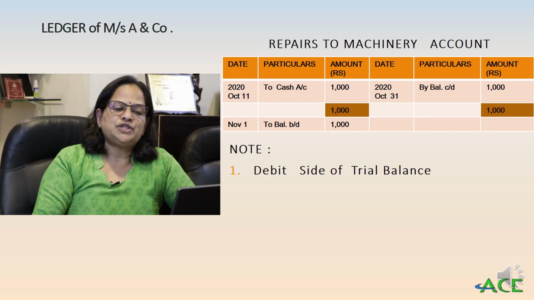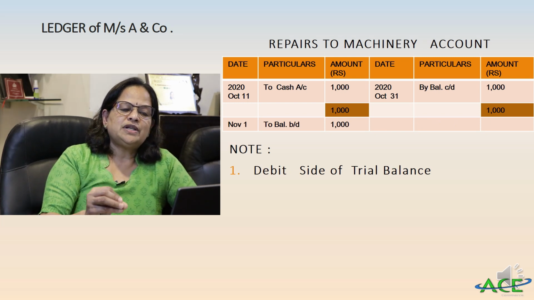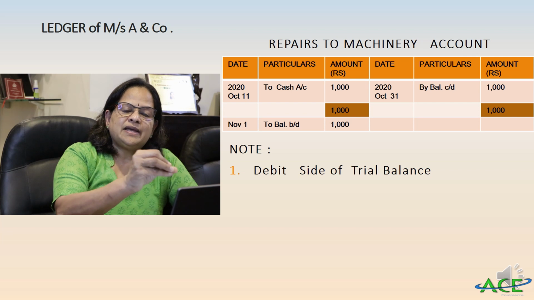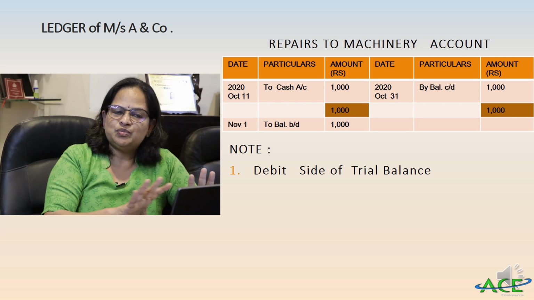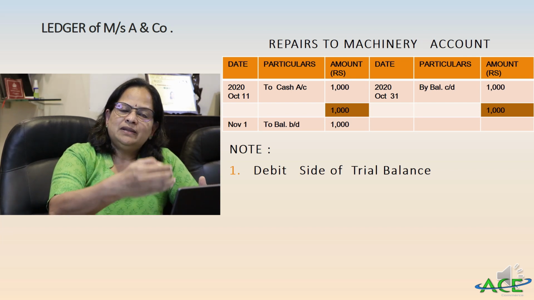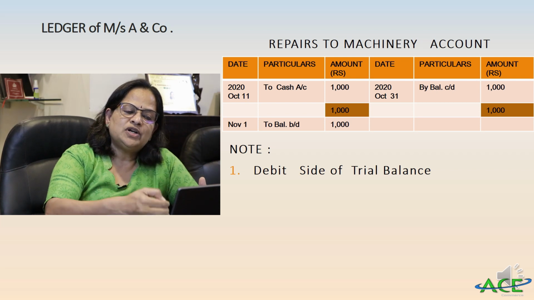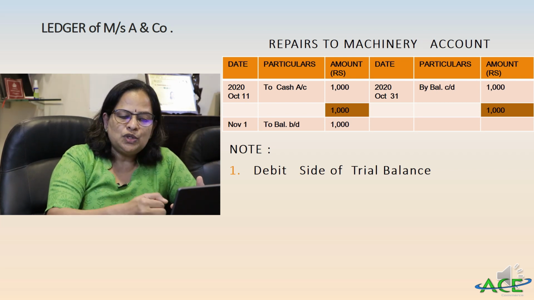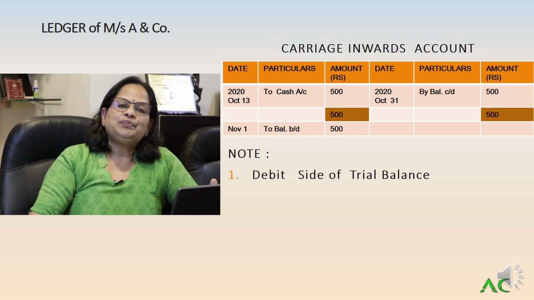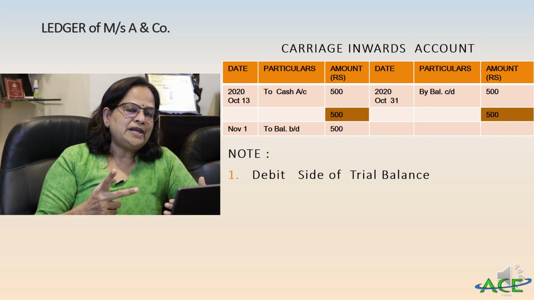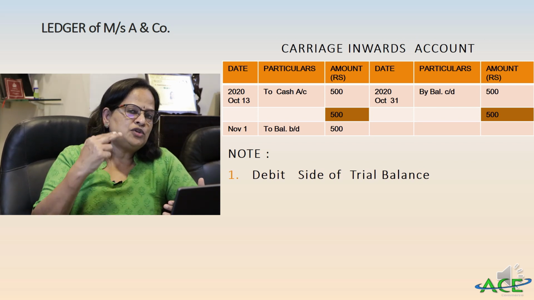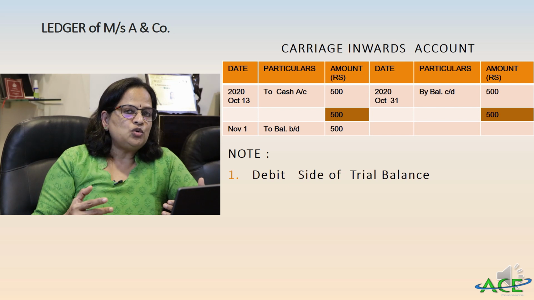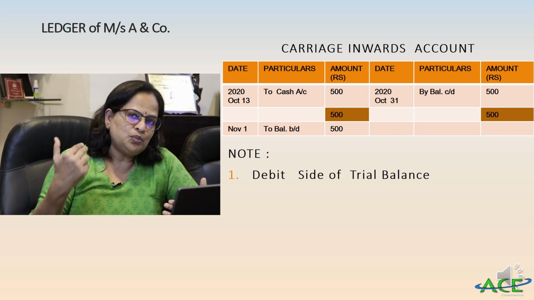Next is repairs to machinery account. So repairs to machinery account, in the debit side, cash account 1000. There is no corresponding credit entry. So that meaning this item got a debit balance. So this will go to debit side of the trial balance. Now carriage inwards, I told you carriage inwards is related to purchases, it will come to trading account. Carriage outwards is related to sales, it will go to profit and loss account.